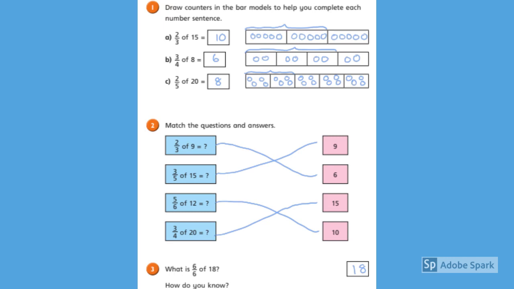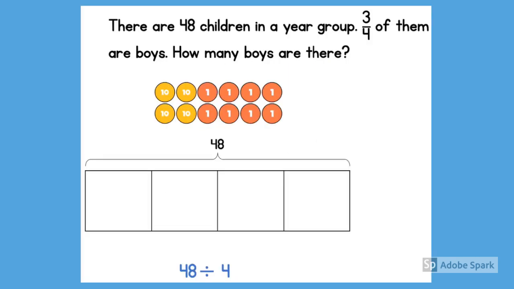Now here are the answers. Pause the video while you check and correct any mistakes. For number 3, how did you know the answer? Well, 6/6 equals the whole, so it was 18. So here we have the question that there are 48 children in a year group and 3/4 of them are boys. How many boys are there? Well, let's use place value counters and a bar model.